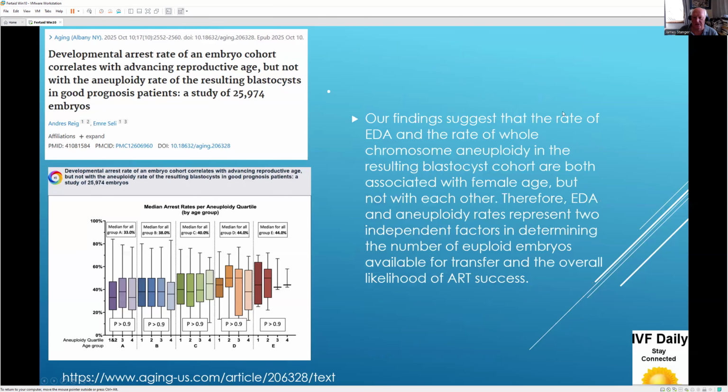The findings suggest that the rate of development arrest and the rate of whole chromosome aneuploidy in the resulting blastocyst cohort are both associated with female age and the amount of aneuploidy, but not with each other. Therefore, early embryonic development arrest and aneuploidy rates represent two independent factors in determining the number of euploid embryos that are available to transfer and the overall likelihood of success.